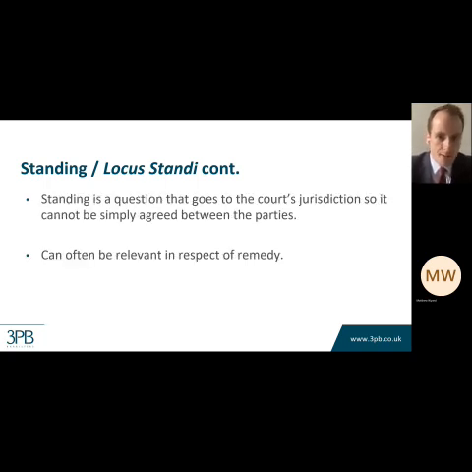It's really, really important that one acknowledges that standing goes to the heart of the court's jurisdiction. If someone doesn't have standing, they can't bring the claim, and the court can't exercise its jurisdiction. It's therefore really important that you make sure you or your client have standing before you embark on a judicial review claim.